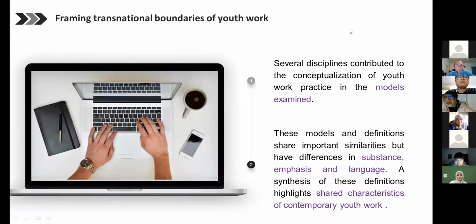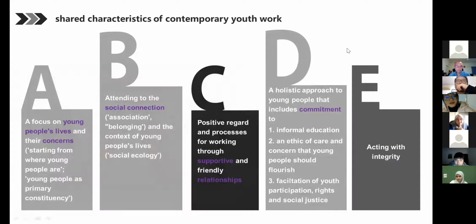Several disciplines contributed to the conceptualization of youth work practice in the models examined. These models and definitions share important similarities, but have differences in substance, emphasis, and language. A synthesis of these definitions highlights shared characteristics of contemporary youth work. The first is a focus on young people's lives and their concerns, starting from where young people are. Young people are the primary constituency, attending to their social connection, association, belonging, and the context of young people's lives, their social ecology.